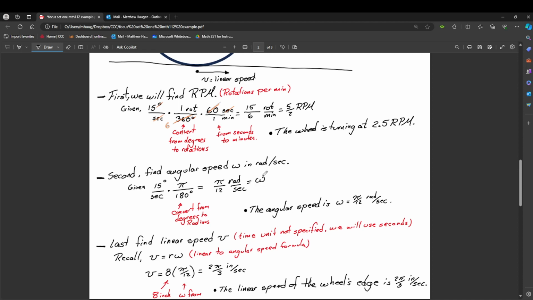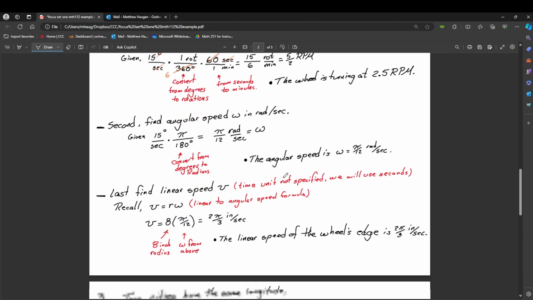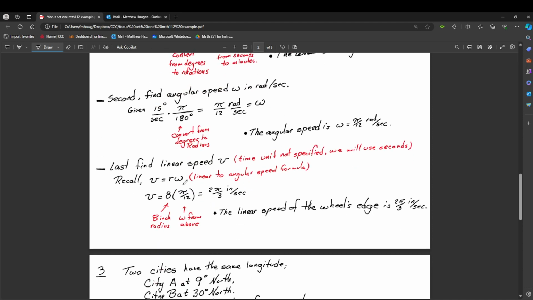Using this omega for radians per second, it does look like a W. It's technically the Greek letter omega. I won't gripe at anybody who says W, but in case you're curious, it is the Greek letter omega. And our nice relationship for linear to angular speed formula.